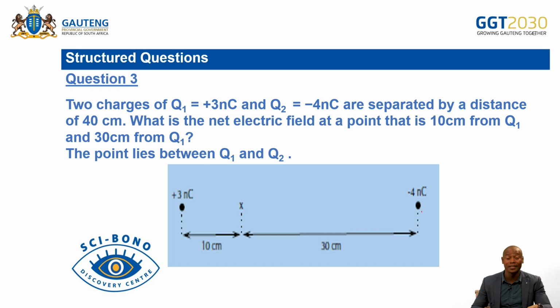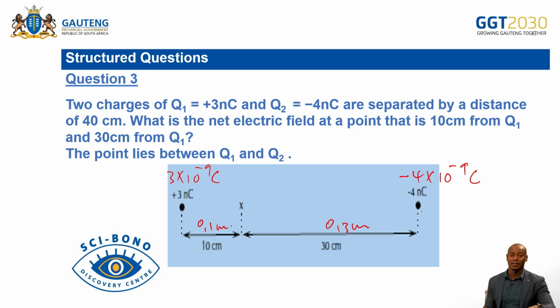Okay. Then let's look at this one. Two charges, Q1, which is plus 3 nanocoulombs, and Q2, which is negative 4 nanocoulombs, are separated by a distance 40 centimeters apart. So obviously we need to convert here. This one will be 3 times 10 to the power negative 9 coulombs. This one will be negative 4 times 10 to the power negative 9 coulombs. This one will be 0.4 meters. This one will be 0.1 meters. Converting from centimeters to meters, I have to divide by 100, right? So this is what I have.